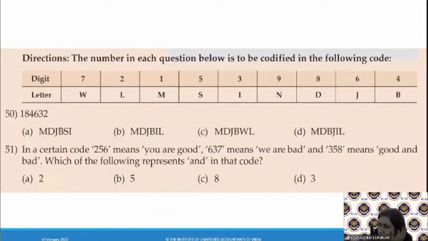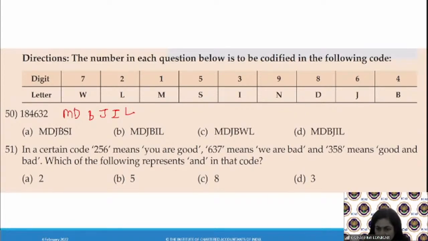Now let us see. The number in each question below is to be codified in the following code. So they have given you the code. Now this will stand for what? This number you can write it as what? What does 1 stand for? 1 is N. Then 8 is how much? D. Then 4 is how much? B. 6 is how much? J. 3 is how much? I. And 2 is how much? L.